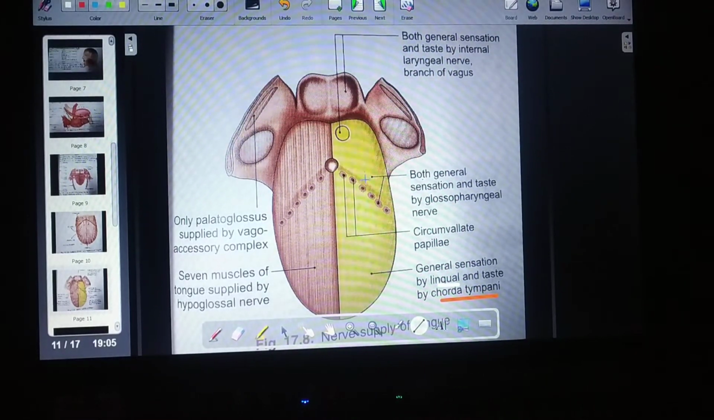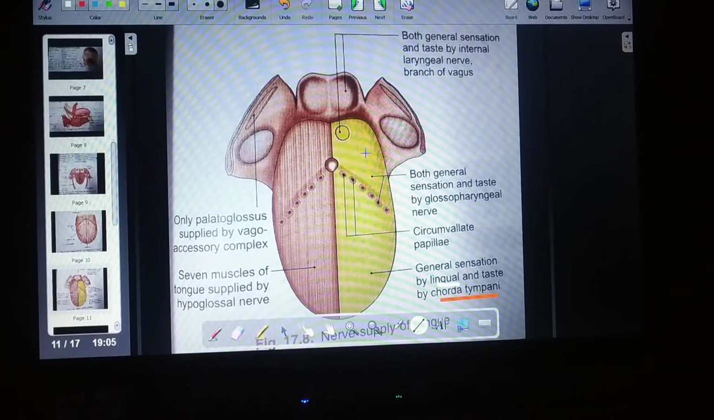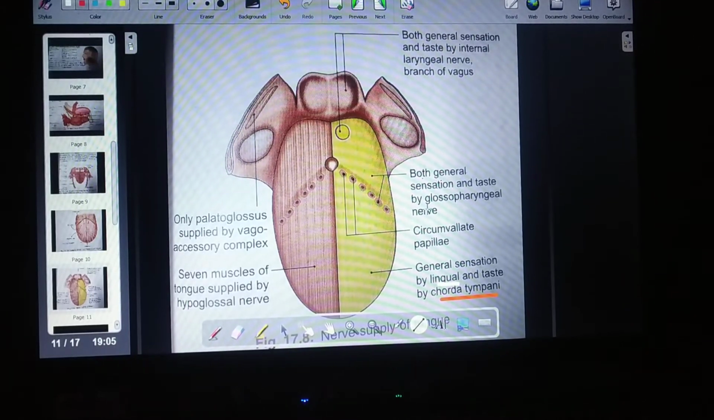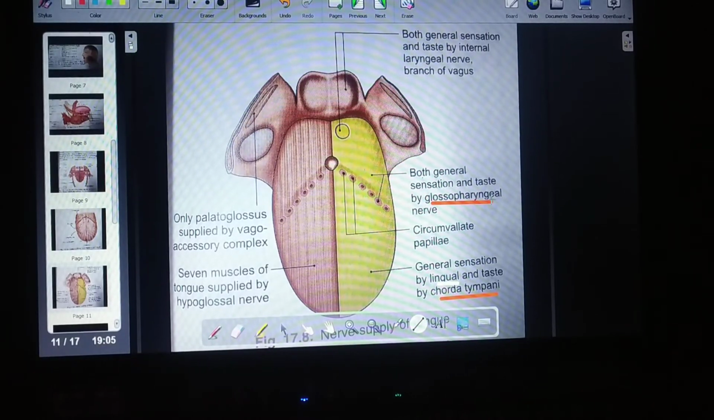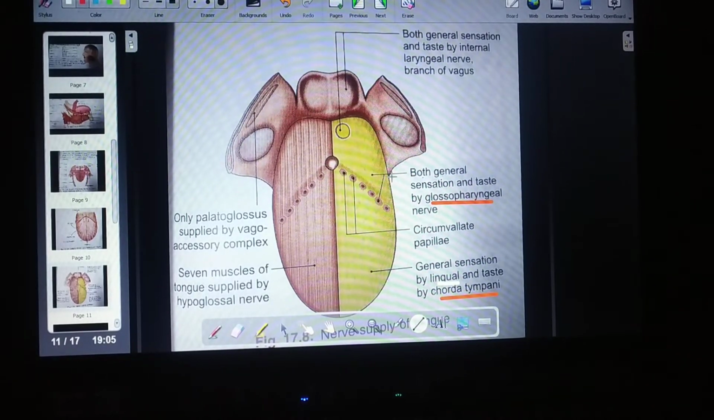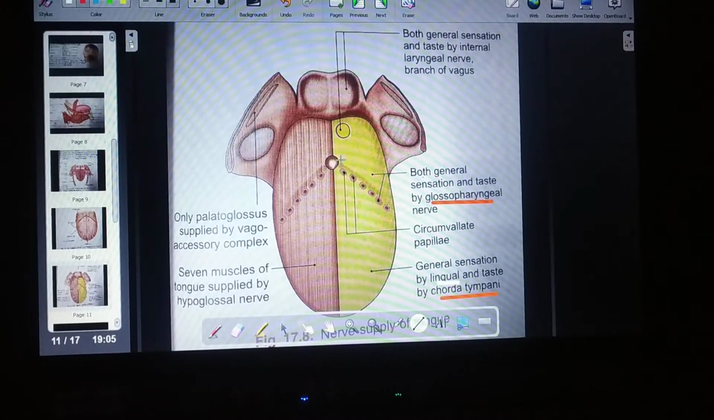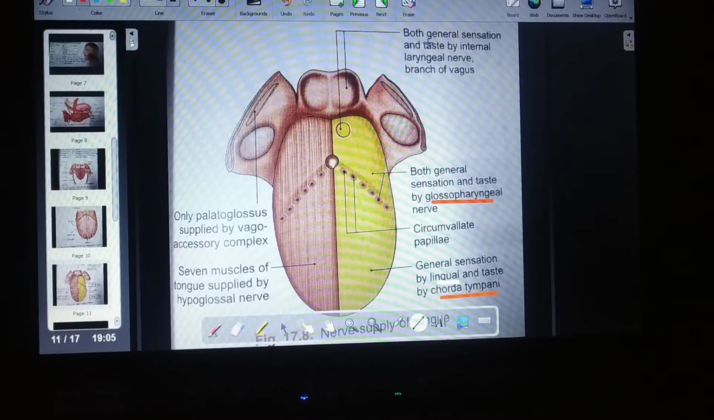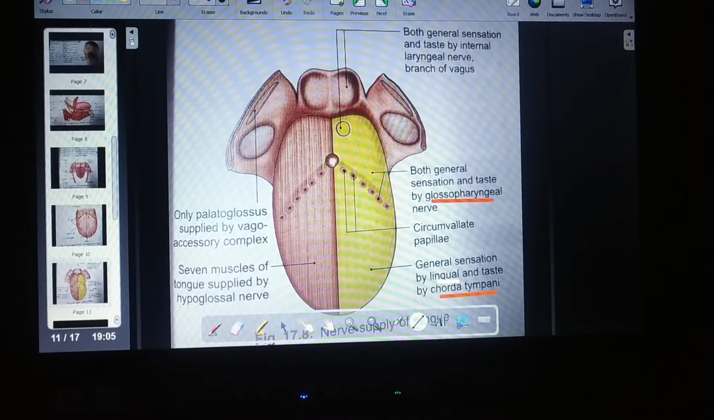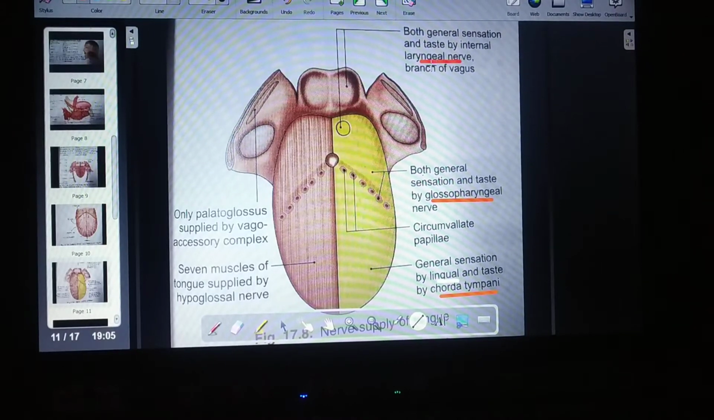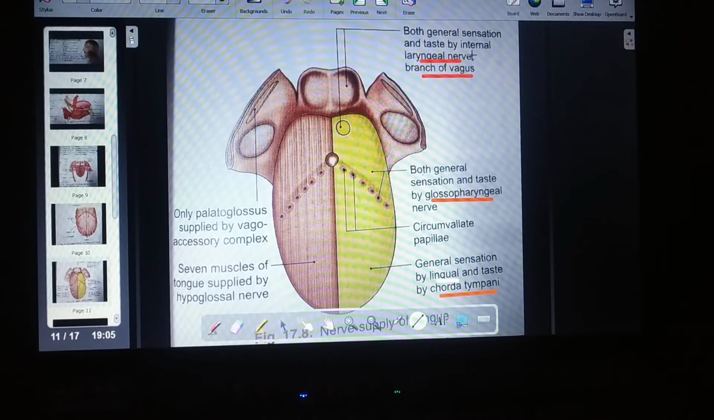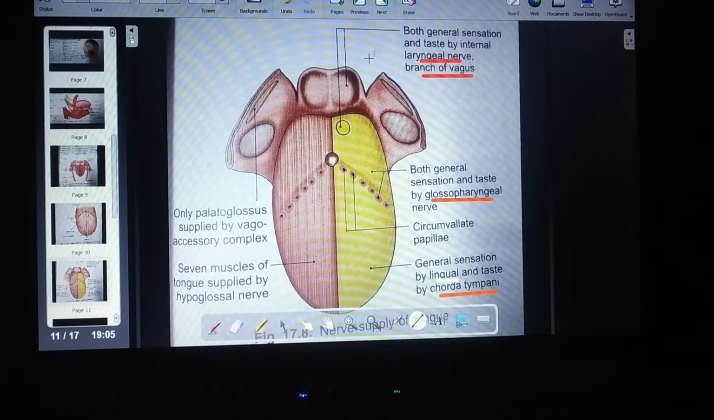Then these are the circumvallate papillae and the posterior one-third. These are supplied by the glossopharyngeal nerve. The glossopharyngeal nerve is actually the 9th cranial nerve. It is going to supply the posterior one-third as well as the circumvallate papillae. Then the posterior most part will be supplied by the laryngeal nerve, a branch of the vagus. So the 10th cranial nerve will be supplying the posterior most part.